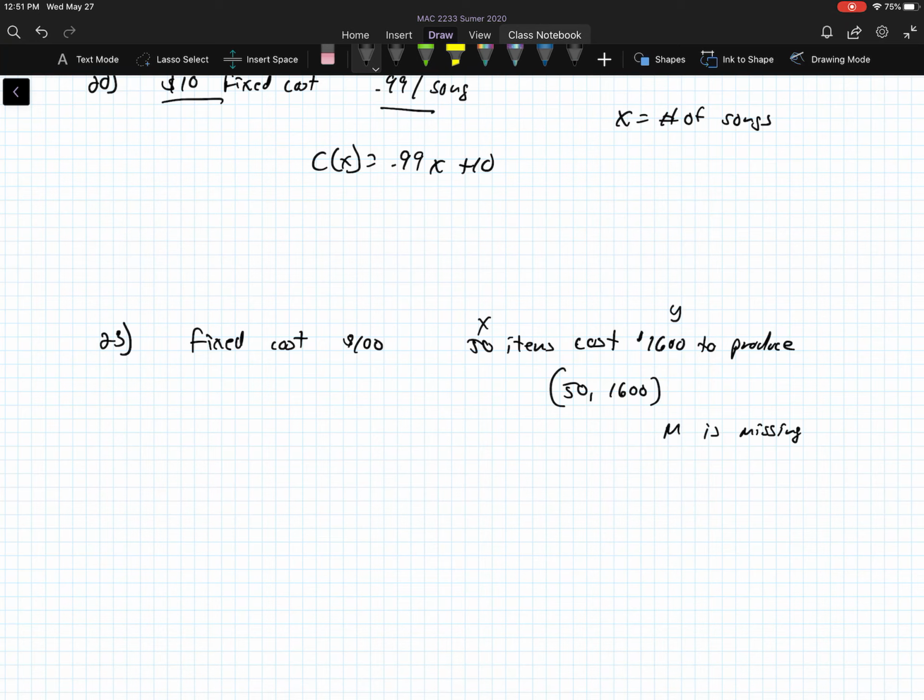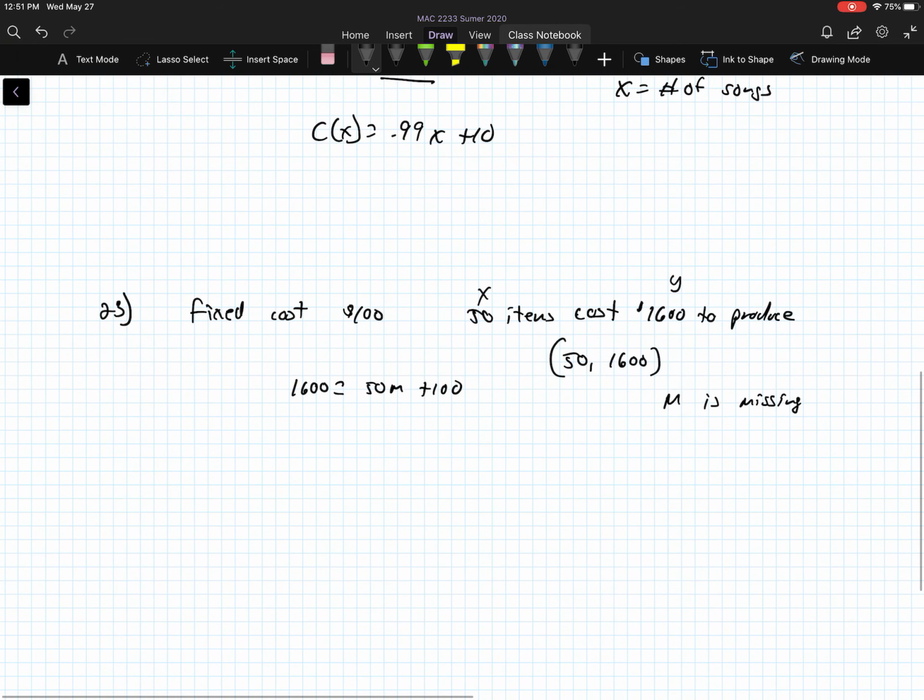If I were to put this in a function itself, I would have everything but m. Now, the next thing is that we know 1600 is equal to 50m plus 100, right? Because we know that that's our fixed cost. So if I subtract the 100 from both sides, the next thing I can do is divide both sides by 50, and I get that my slope is equal to 30. So then my cost function will be 30x plus 100. And that's the answer for number 23.